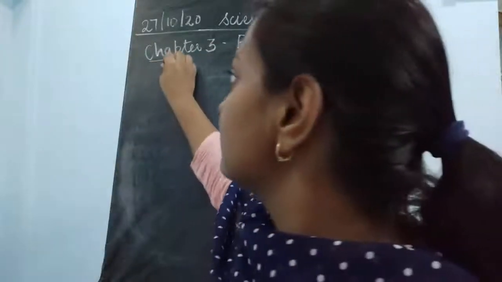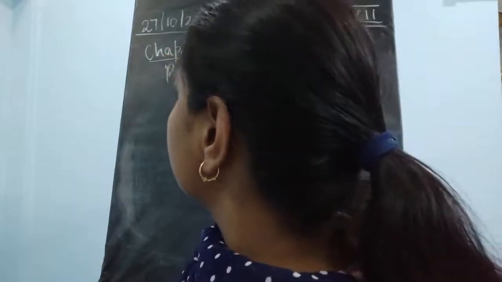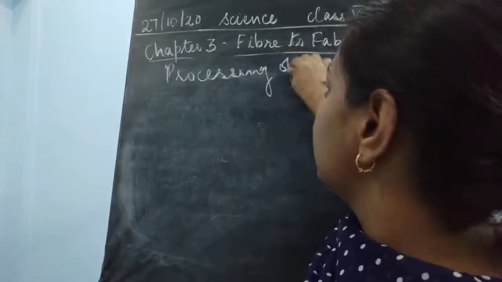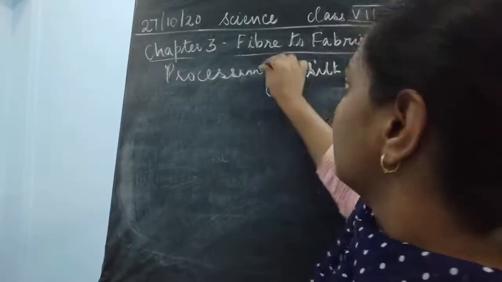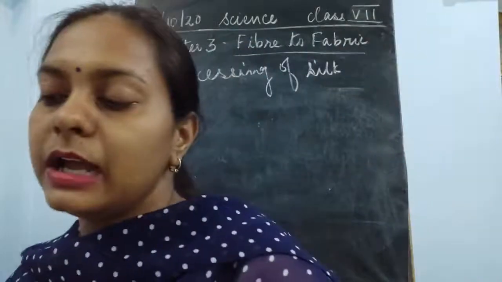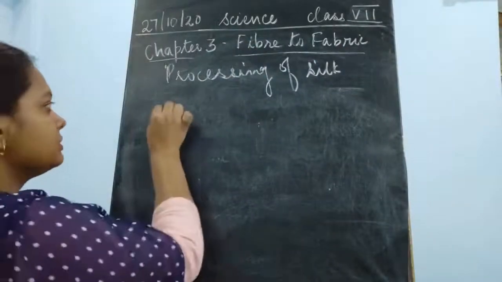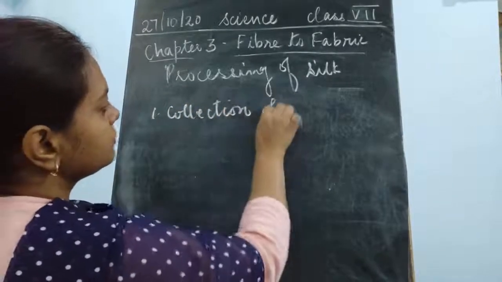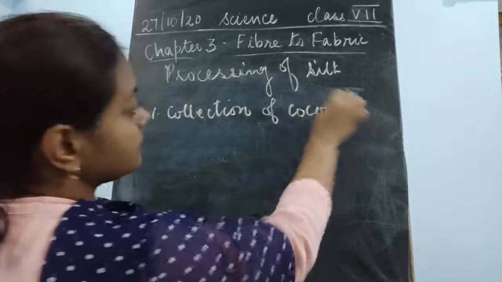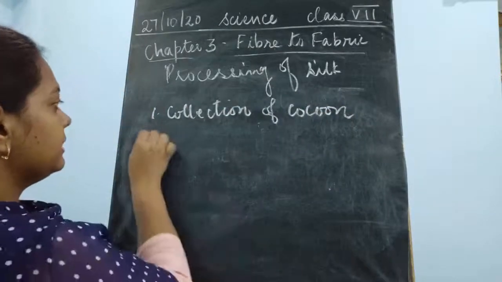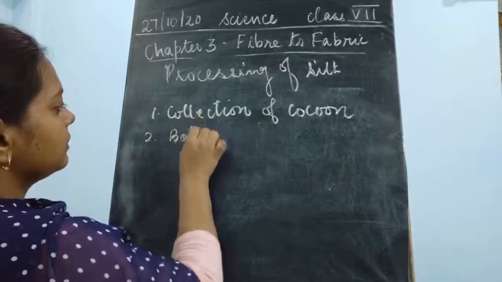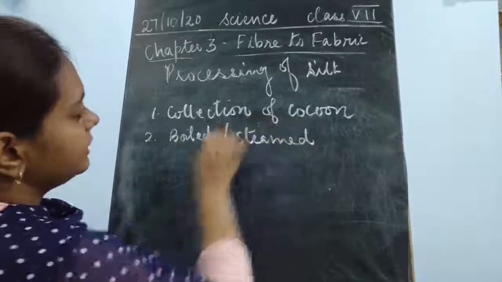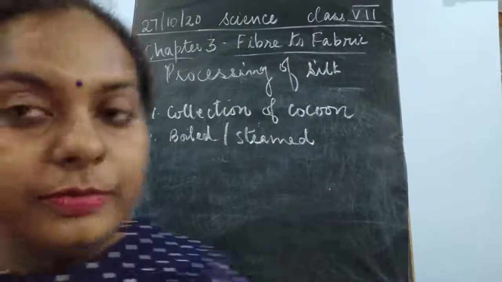So how does the processing of silk happen? Okay, so how is this being done? First is the collection of cocoons. Cocoons are collected, then they are boiled or steamed, or they are sun dried for the threads to be released.